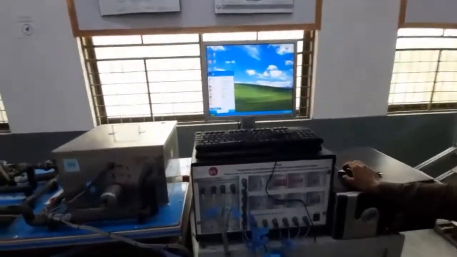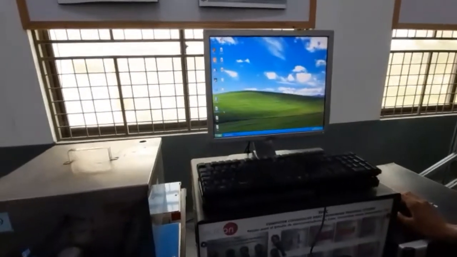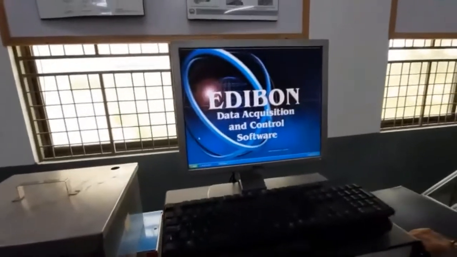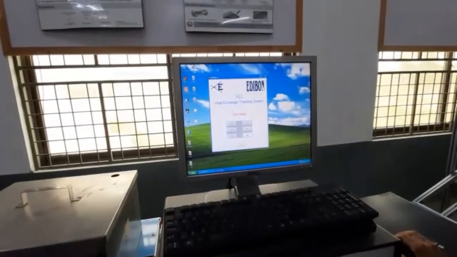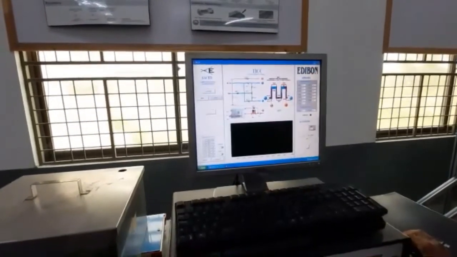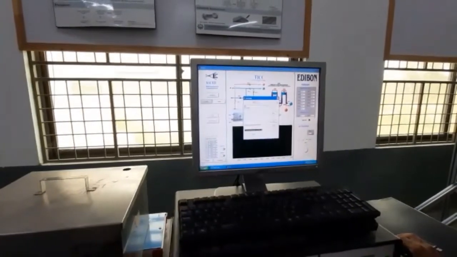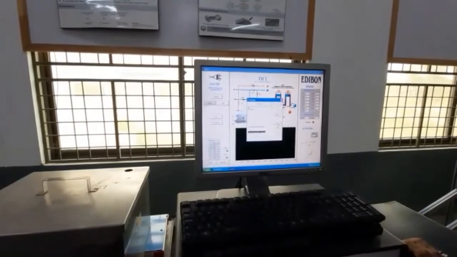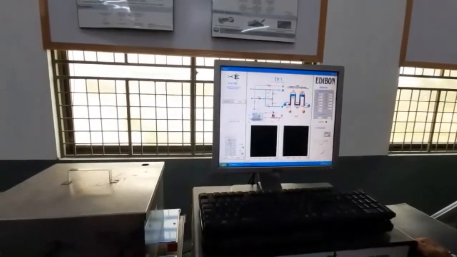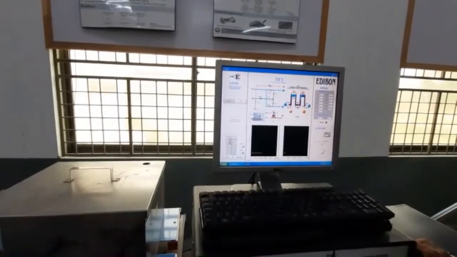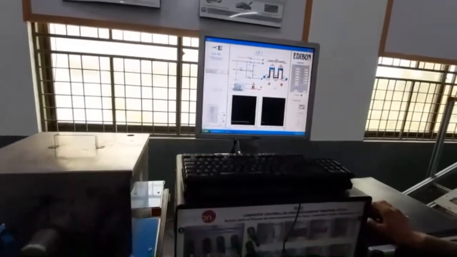So now this is the main computer in which we have installed the software, and this software is provided by the company Edibon. So different heat exchanger options are there. We will click the relevant one, and now you can see that we will start this, and on the upper right corner of the computer we will get the values of temperatures. So these are all temperatures which can be plotted on the graph as well.